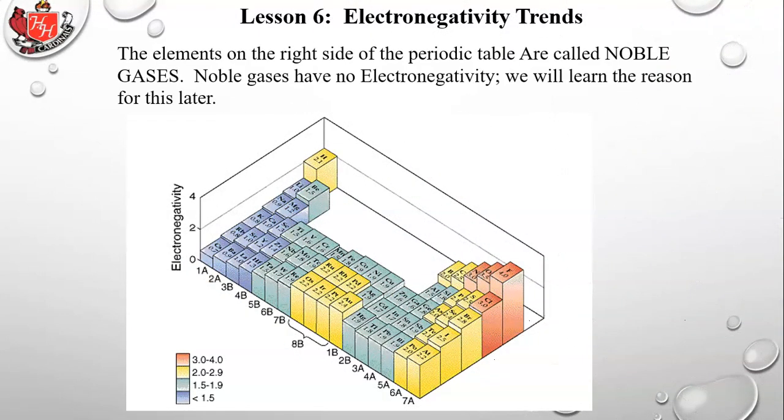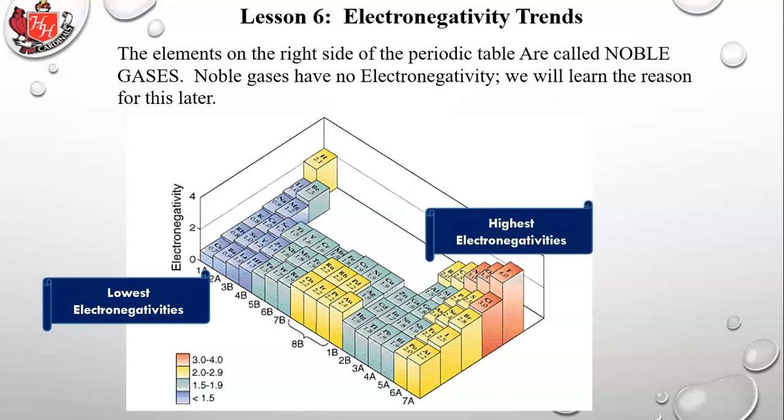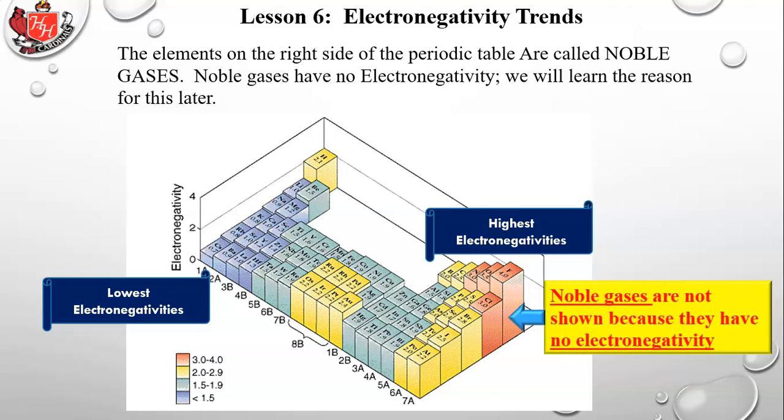The elements on the right side of the periodic table are called noble gases. Noble gases have no electronegativity. We will learn the reason for this. So you notice on that periodic table, you don't see helium, neon, argon, krypton. You don't see the noble gases. Although they have high ionization energies, it's really hard to pull an electron away from them. It takes a lot of energy to do that. They have no desire to pull in additional electrons, because they have no electronegativity. And we're going to talk about why that is in another lesson. So, lowest electronegativities and highest electronegativities. And noble gases are not shown because they have no electronegativity.